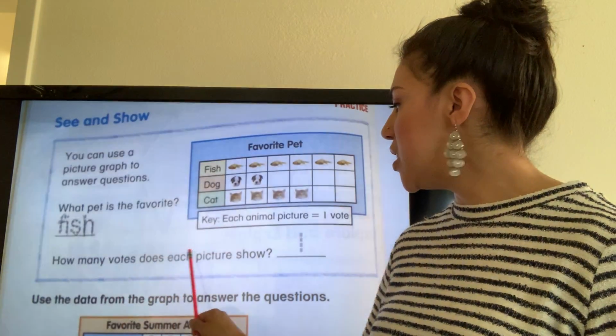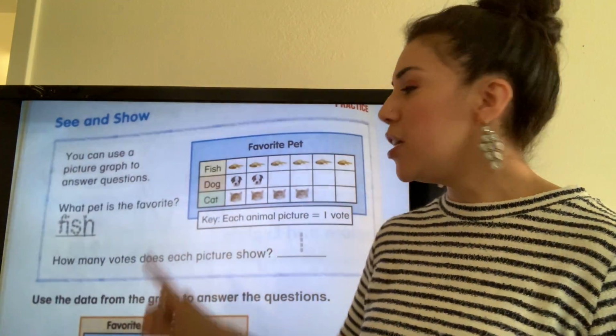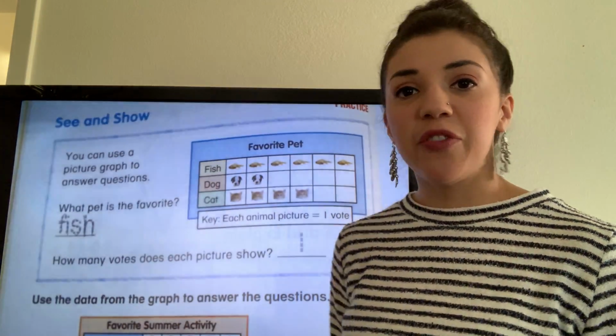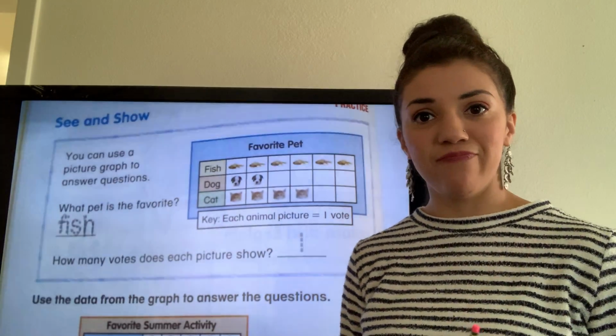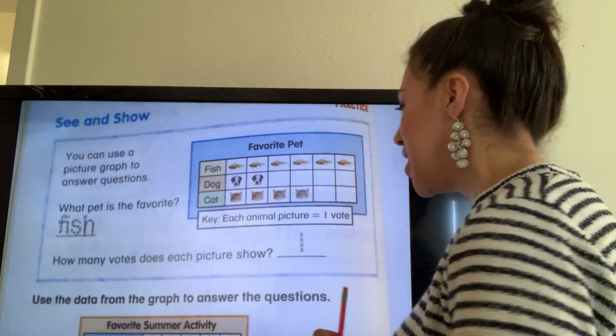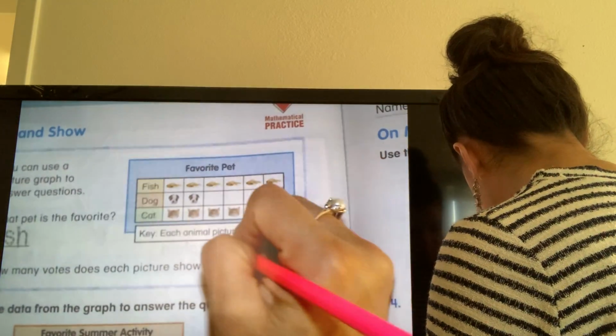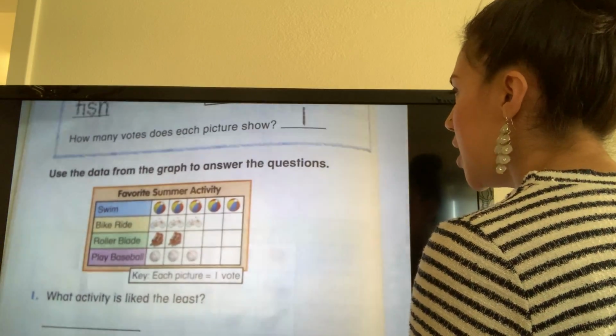How many votes does each picture show? So each picture stands for how many votes? 1, you're right. So go ahead and trace that 1. Okay, moving on.